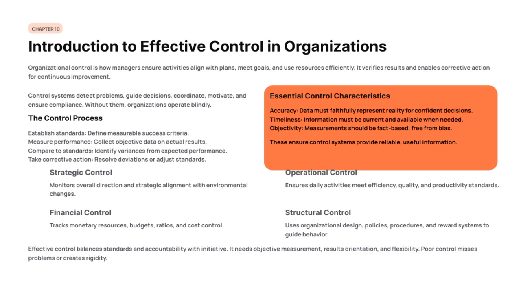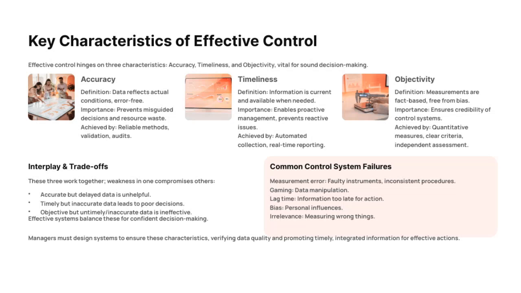Organizational control is how managers make sure activities stay aligned with plans, meet goals, and make good use of resources. It's about verifying results and enabling us to make adjustments for continuous improvement. Ultimately, effective control is a core part of successful management and organizational health. Managers must carefully design systems that ensure these key characteristics are met, because verifying data quality and promoting timely, integrated information are essential for making effective decisions.